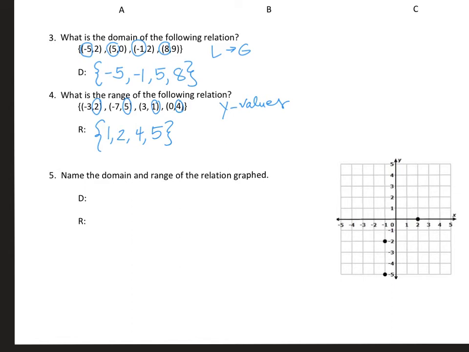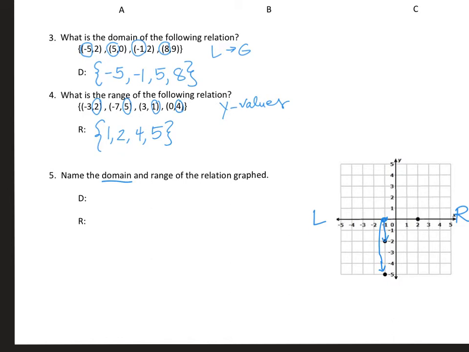So number 5 asks, what is the domain and range of the relation graphed? Okay, so when I am looking at the domain, let's start with the domain first. I'm going to do this in blue. I need to look from left to right. Okay, so I'm going to look at the points on my graph and go from left to right. I hit a point at -1 because there's 2 here, as you can see at -1.